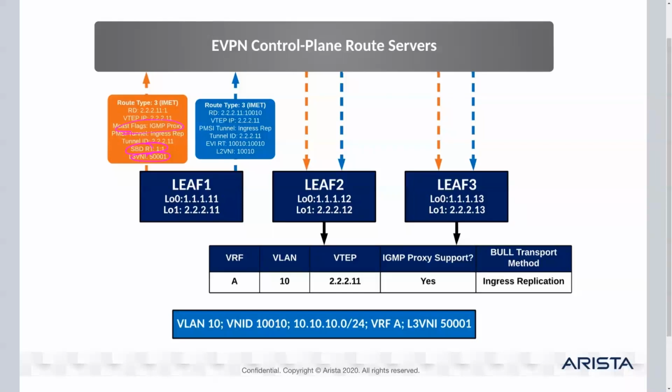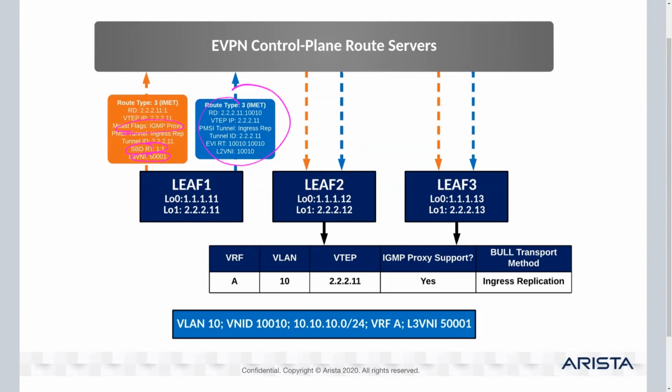Now, similarly, if we look at the IMET route originated for the EVI of VLAN 10, we have the PMSI attributes indicating how BUM traffic should be forwarded for this EVI. However, note the absence of the multicast flags extended community from the IMET route for this particular bridge domain. Now, this is because in this scenario that we have here, it's not required to advertise this extended community on a per bridge domain basis.